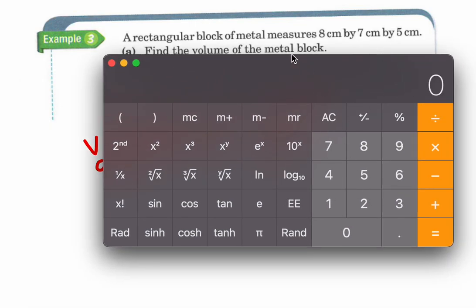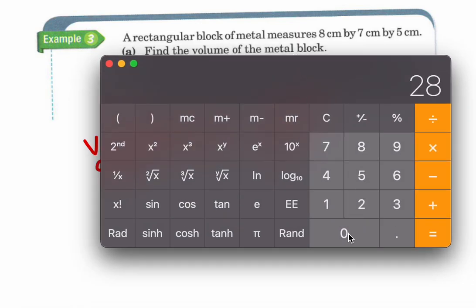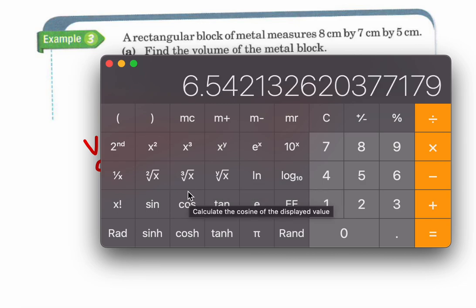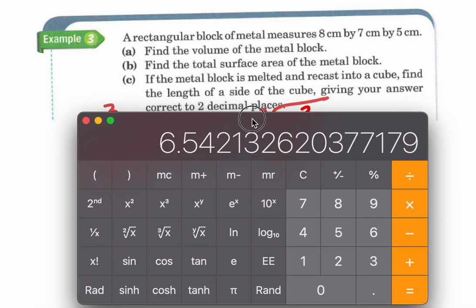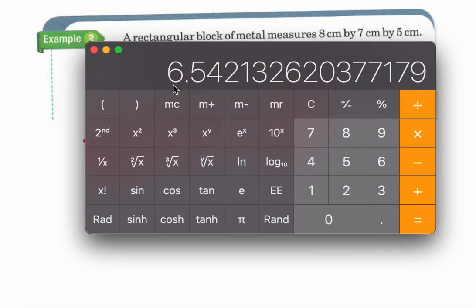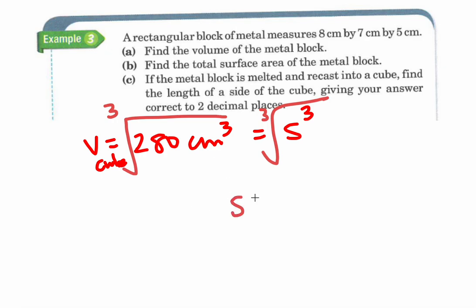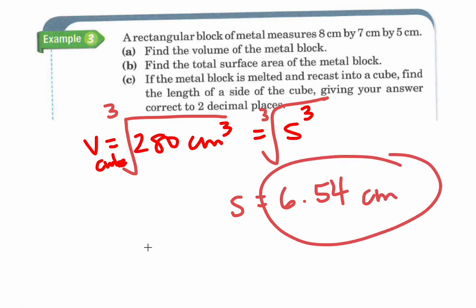No. Or you could take that 280, put it in your calculator, and find the cube root of it, and your calculator would do that for you. Good thing we didn't sit there and try because it is a decimal number. 6.5421 and so on. They want us to give the answer correct to 2 decimal places, so we have to round it. 6.54. It would be centimeters because we're just talking about one side. One side only has 1 dimension.